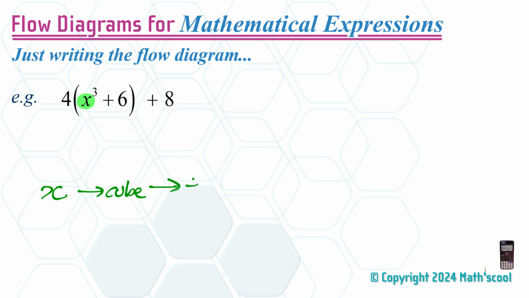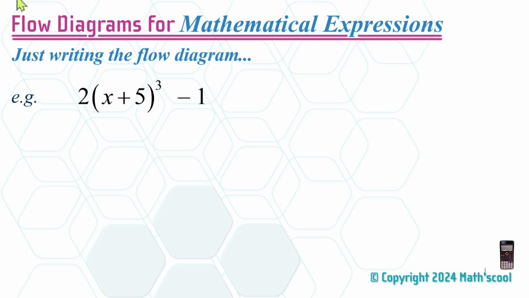So the next thing is the +6. And then now we've left the room, and the next thing outside the room is the times 4, and then finally the +8. So the flow diagram for that is x, then cube, then +6, then times 4, and then +8.